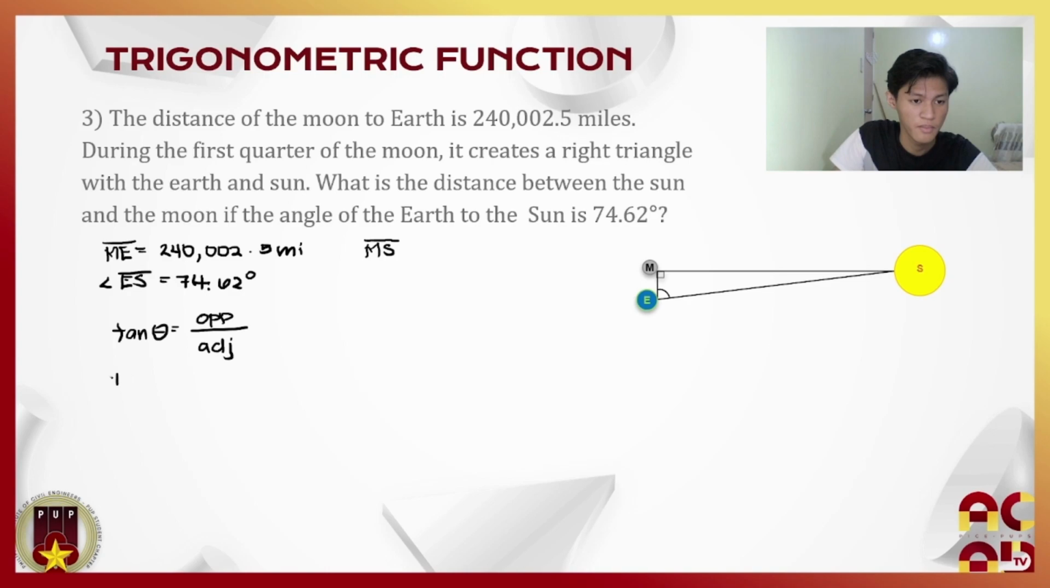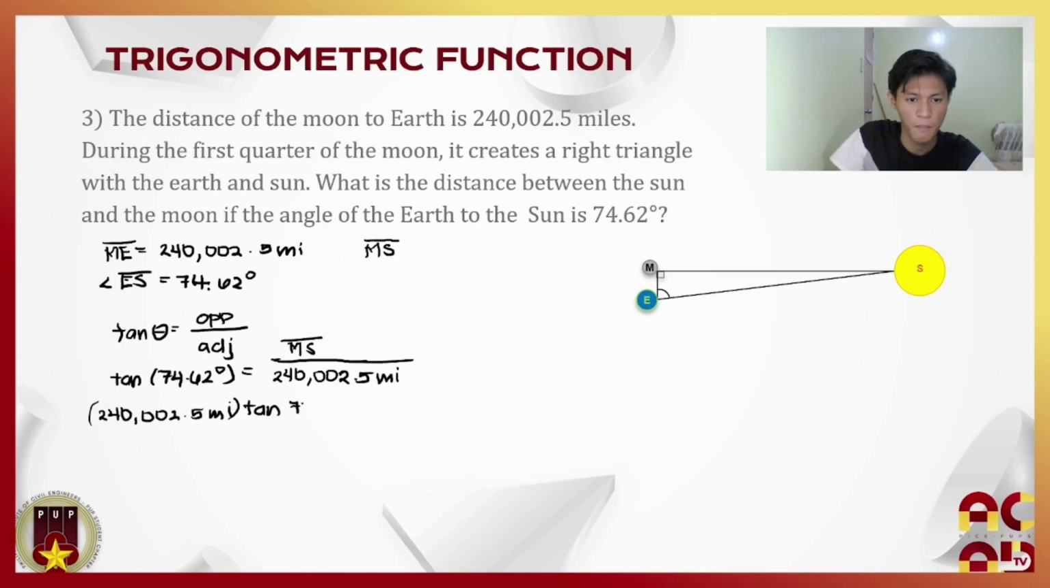Plug in natin ulit yung values na meron tayo. So, tangent 74.62 degrees. Opposite na line MS, yung wala tayong value, over 240,002.5 miles. Cross multiply ulit. So, 240,002.5 miles multiply sa tangent 74.62 degrees is equals to line MS.